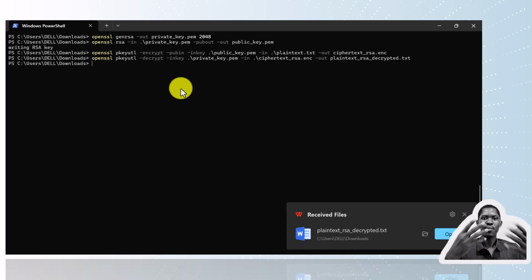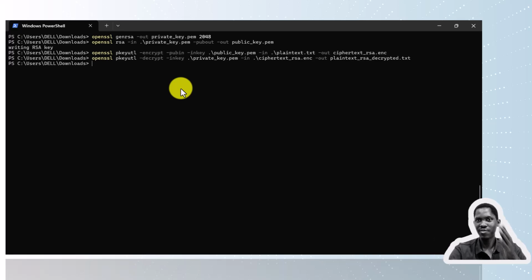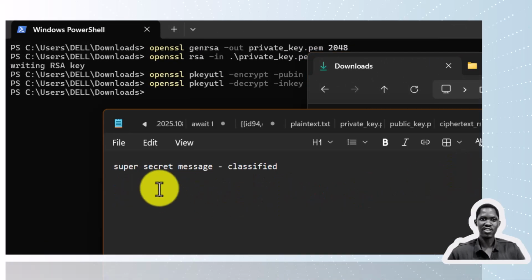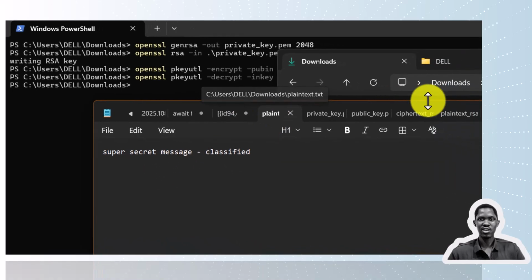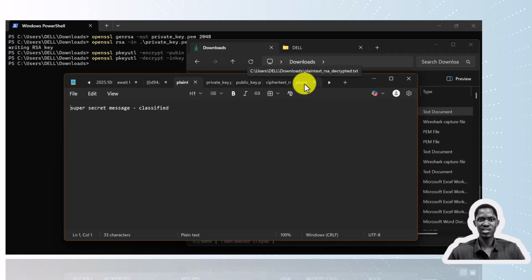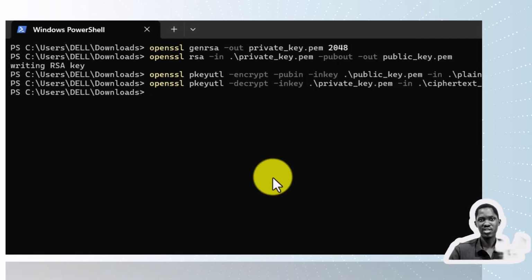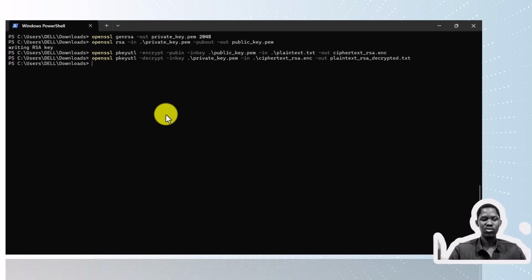So on Bob's end now, Bob uses the private key with the encrypted file that Alice sent to him and decrypts it. And now he can open it and read the message. You can see this is the file. You can open it and read the message. You can see super secret message classified. The same thing in my plain text. You can see this is plain text, and this is the plain text RSA decrypted. The same message. I can now see it. I can read it. So this is how you can encrypt and decrypt data between two people that are communicating, or more than two people that are communicating.